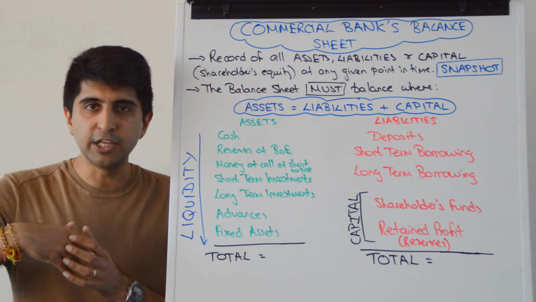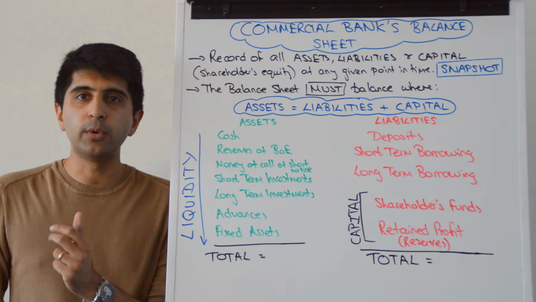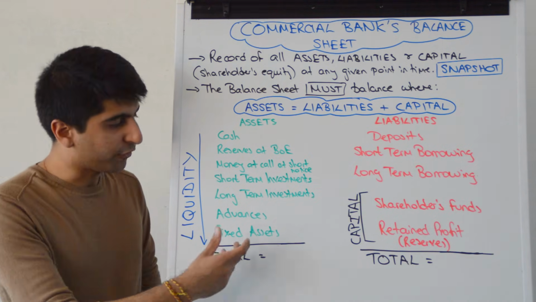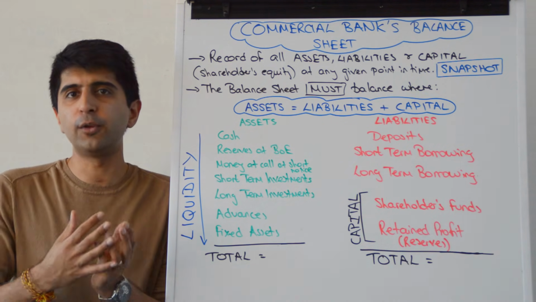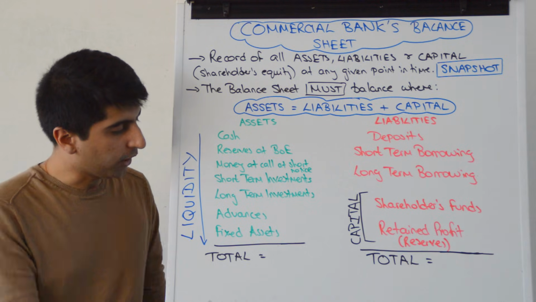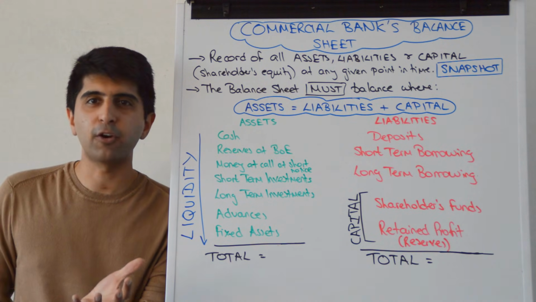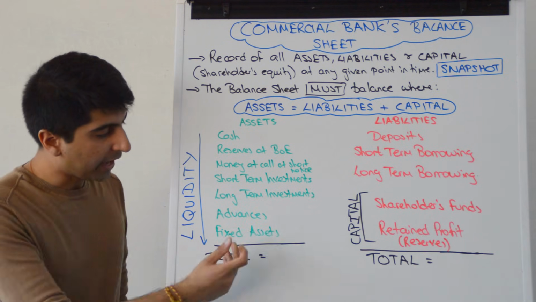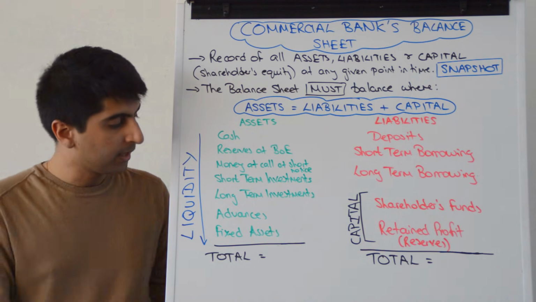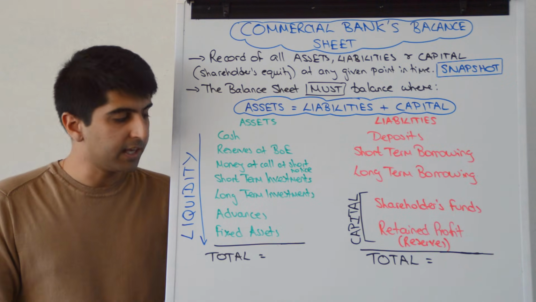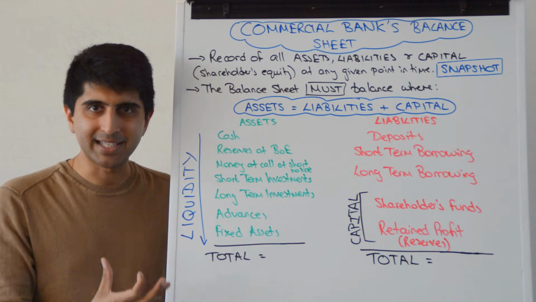Advances, so issuing mortgages, for example, issuing loans for entrepreneurs who want to kickstart their business, offering loans to firms who want to invest, offering loans to individuals who want to buy a car, right? All the loans that commercial banks will issue, a key part of their operations, advances. And fixed assets, these are very illiquid. Illiquid, think of things like property, think of things like machinery, very hard to convert into cash, right?